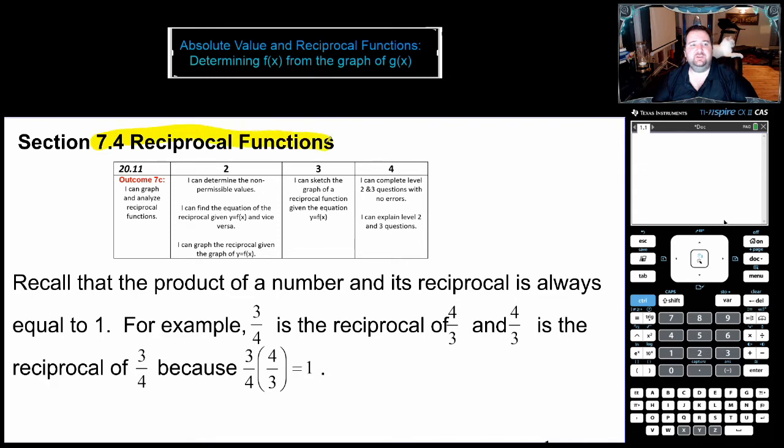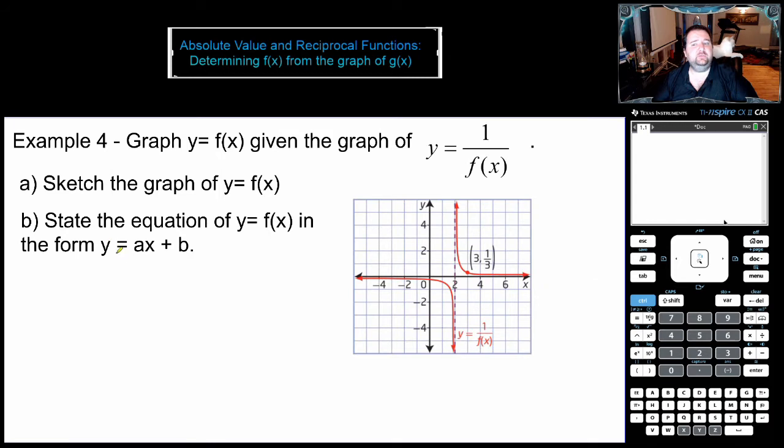We're finishing section 7.4 on reciprocal functions, and today we're looking specifically at problems that involve finding or graphing f of x if you're only given the graph of g of x. And so let's try these out.